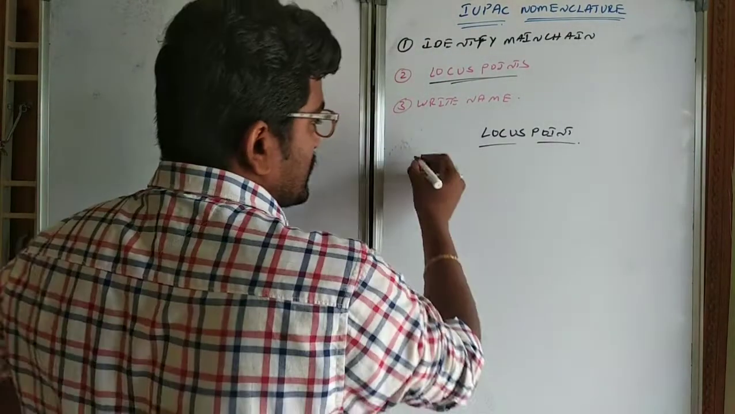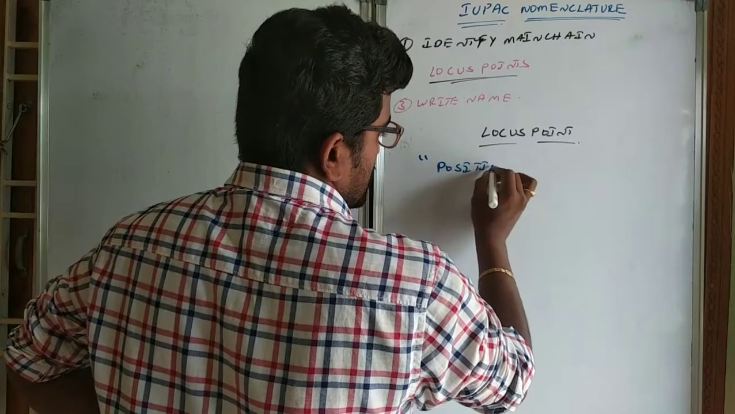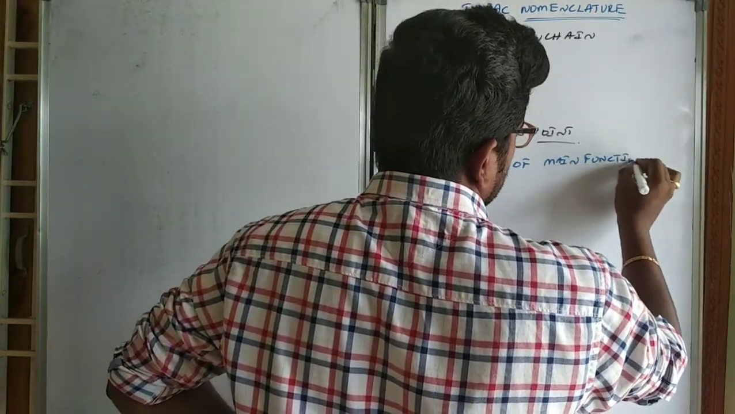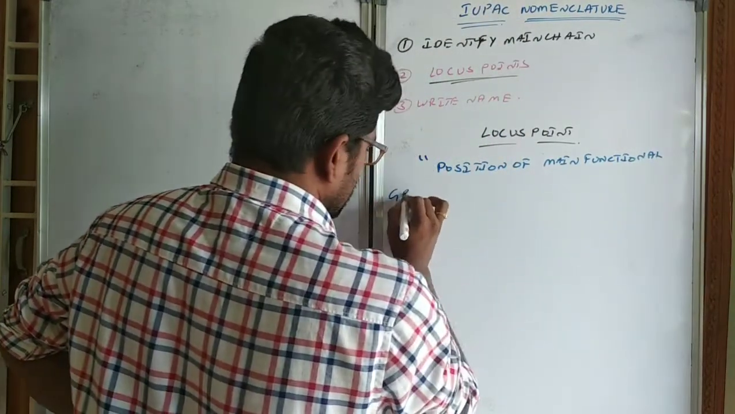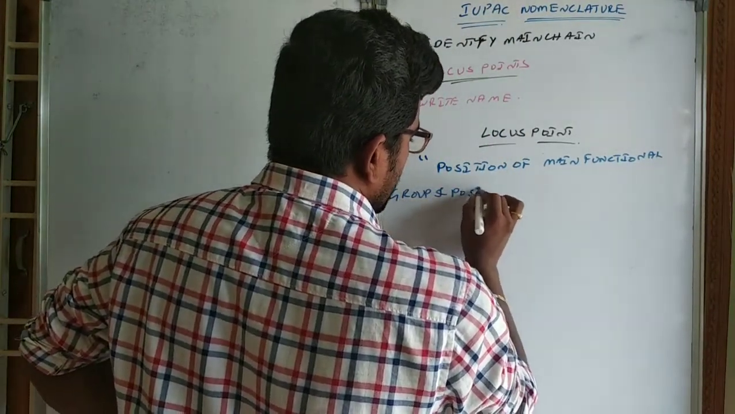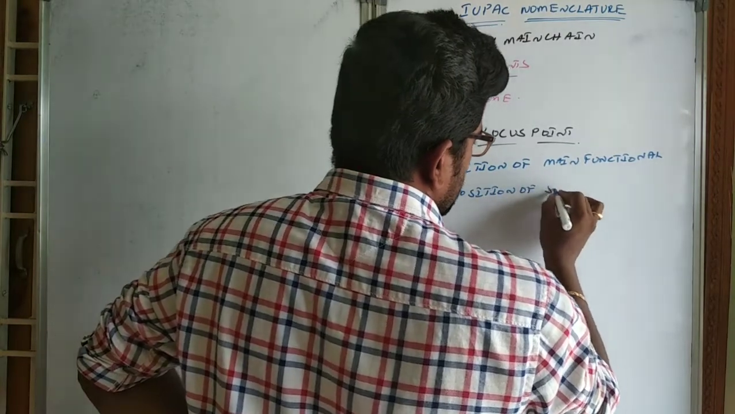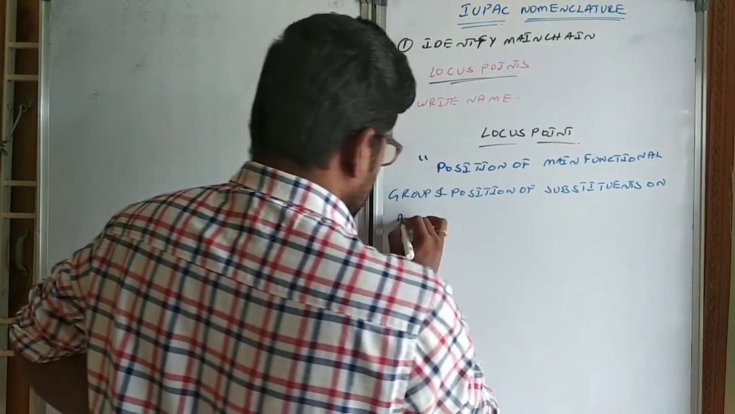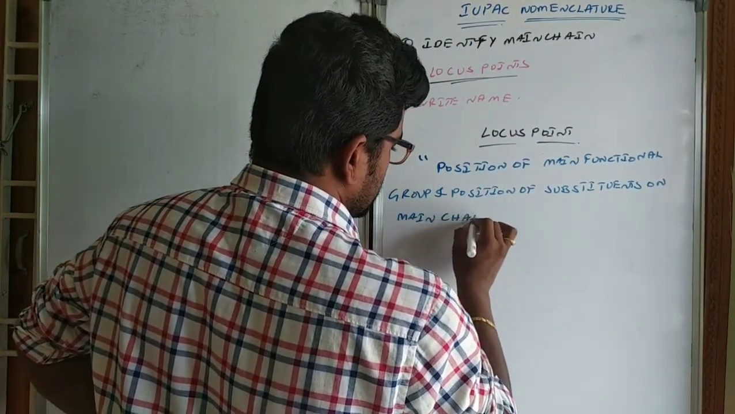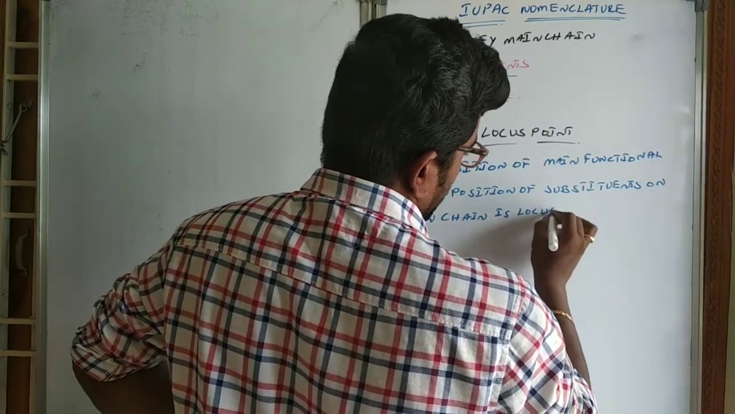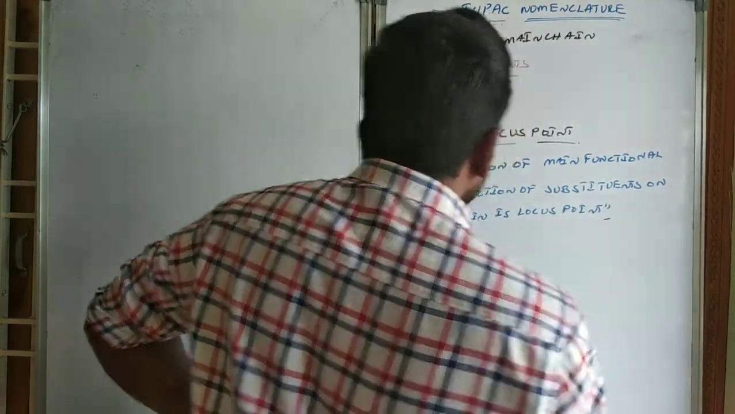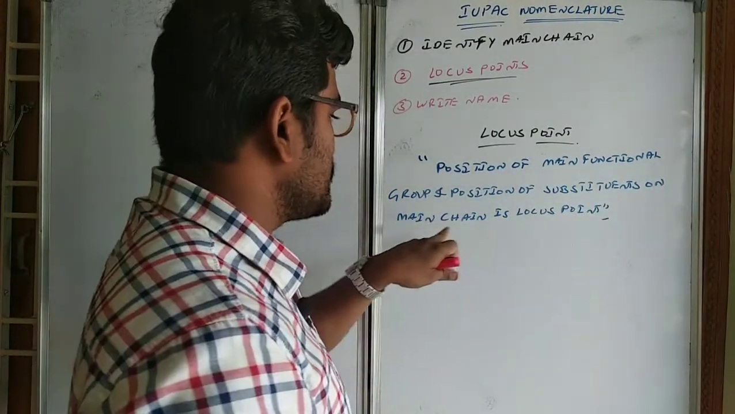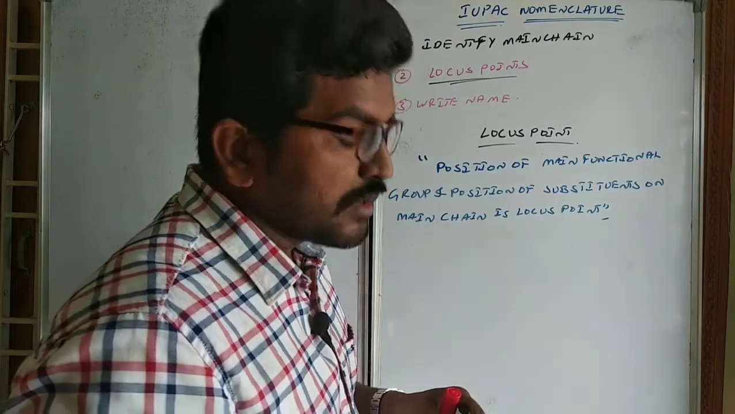What is a locus point? The position of the main functional group and the position of substituents on the main chain is a locus point. So the position of the main functional group or the position of substituents on the main chain is a locus point.